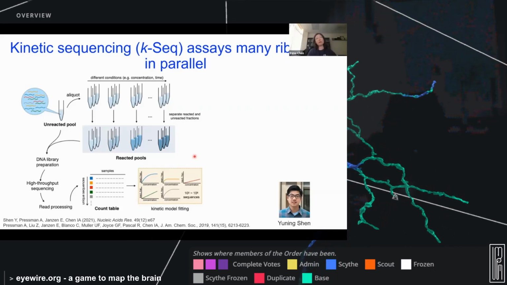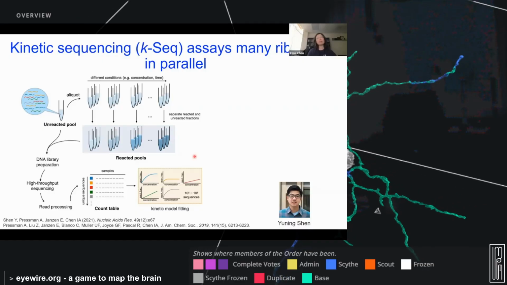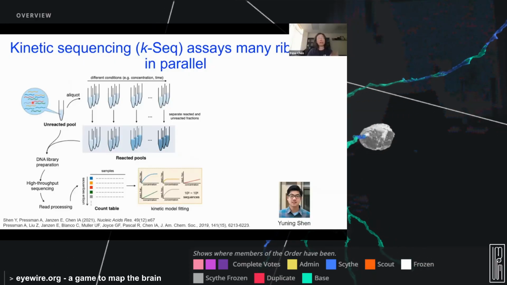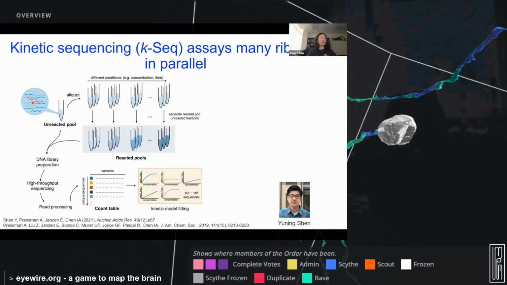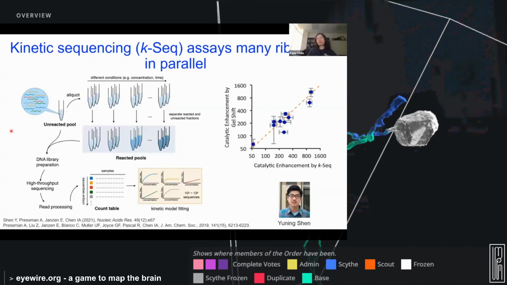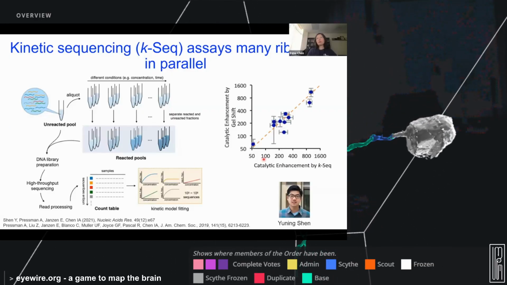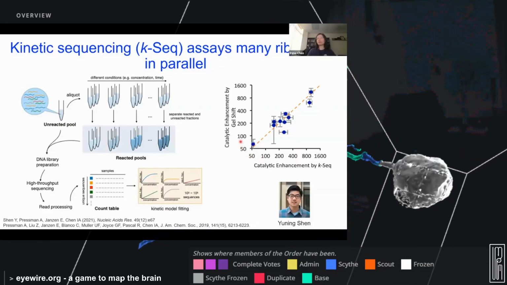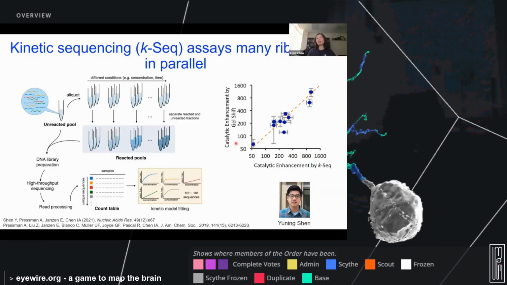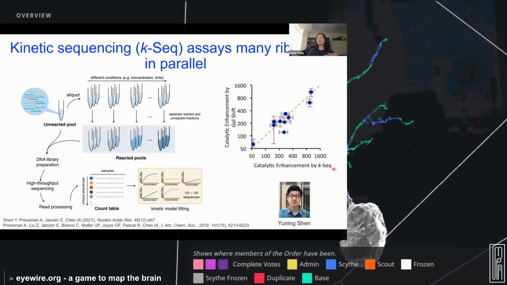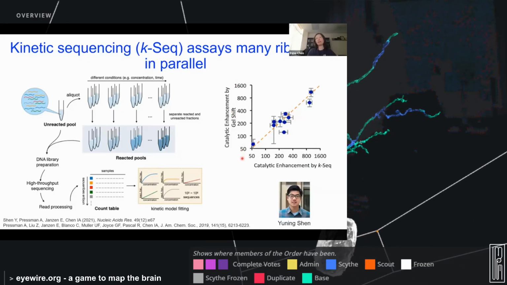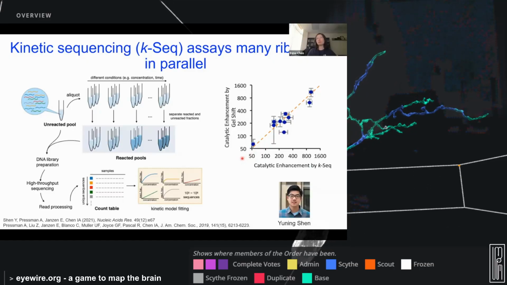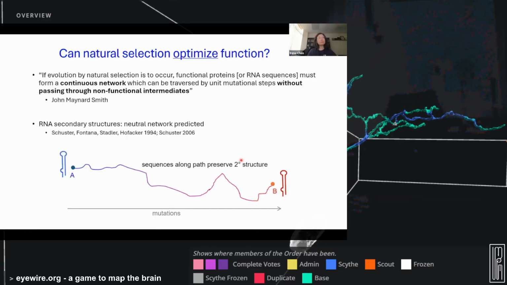And so we would get this number of activity associated with each sequence that was present in this medium complexity pool. So that's reasonably correlated with the catalytic activity we would measure by more traditional methods, by gel shift assay. So by K-seq and by gel shift assay, if we compare the catalyzed rate to the uncatalyzed rate, those two measurements lined up pretty well.